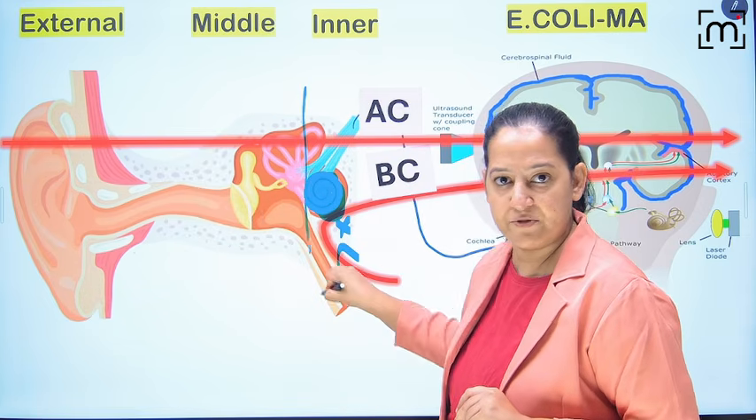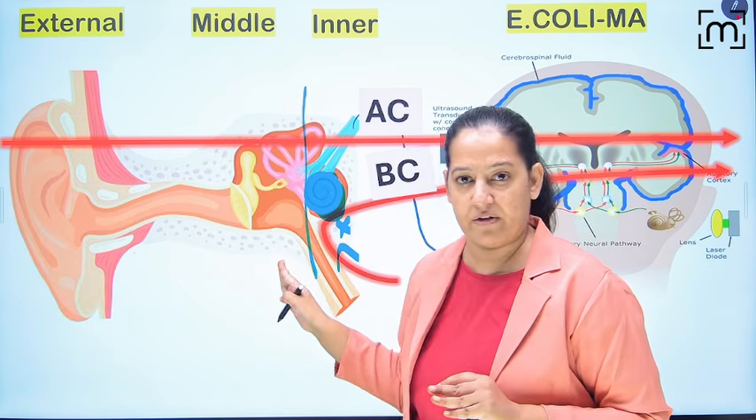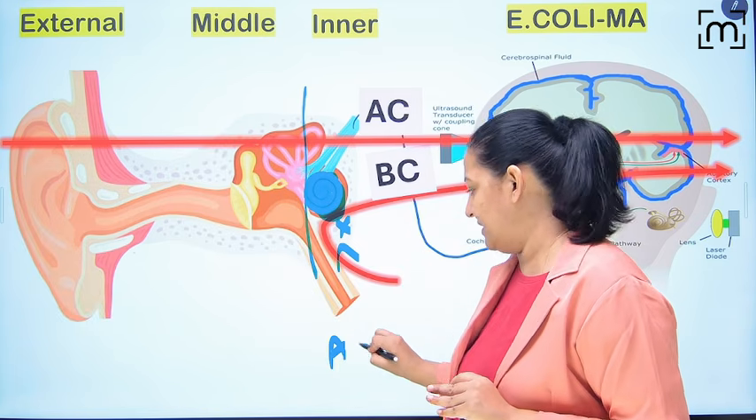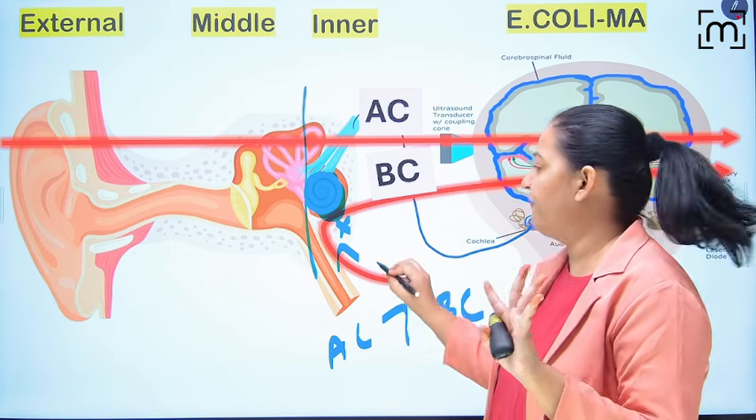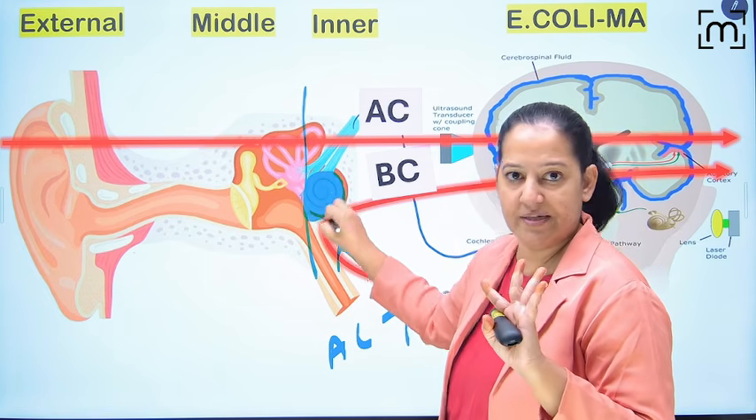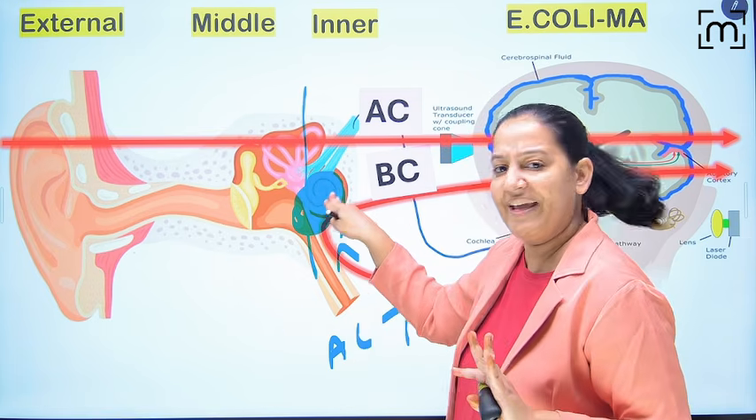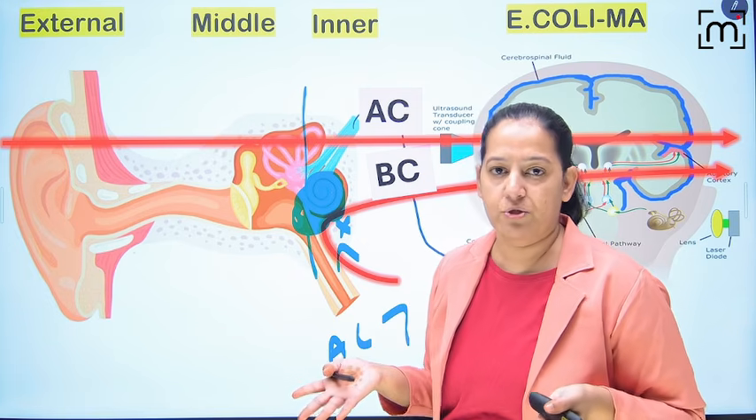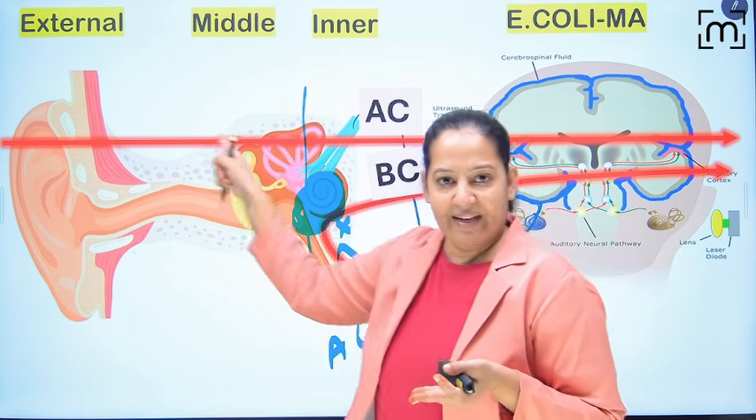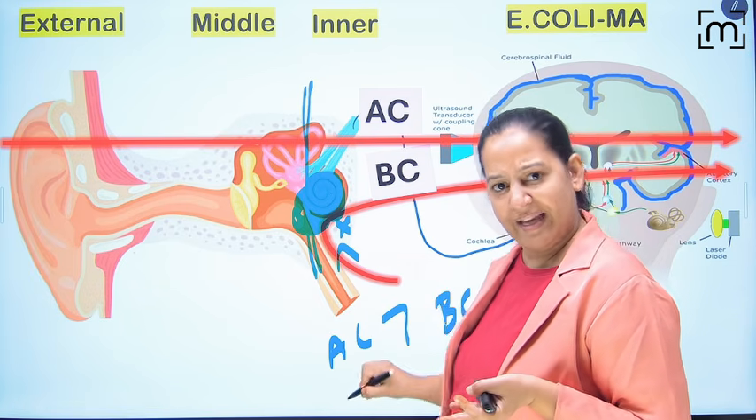And AC will come till here, and after that it is obstructed. So at least AC is coming till here. After that it is 100% obstructed. So again AC is greater than BC. In severe sensorineural deafness, it can be anywhere here, but it's almost 100%. AC is coming till here, after that it is obstructed, but BC can't even enter. So AC is greater than BC.